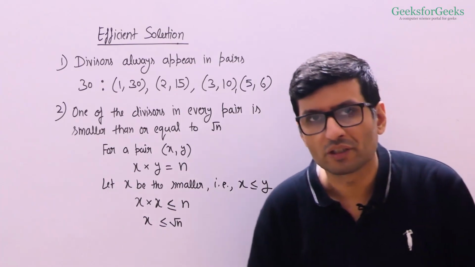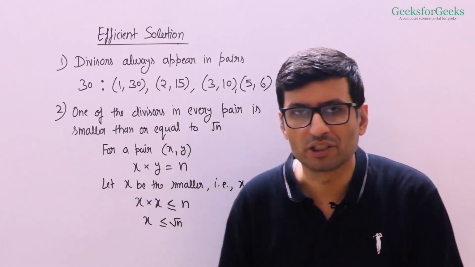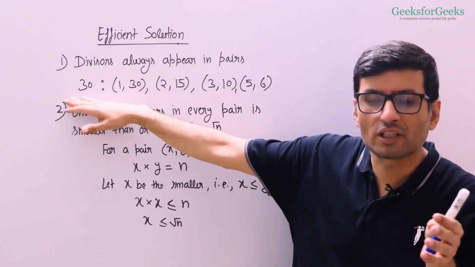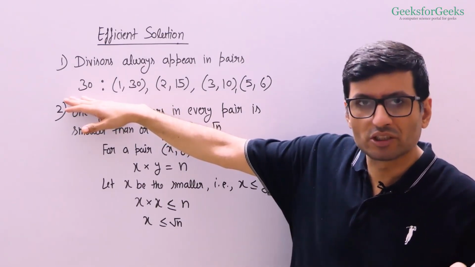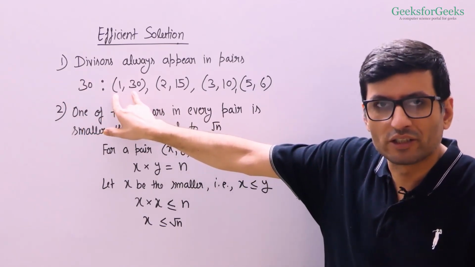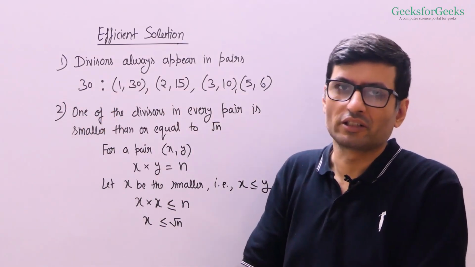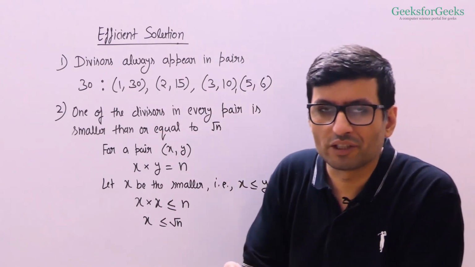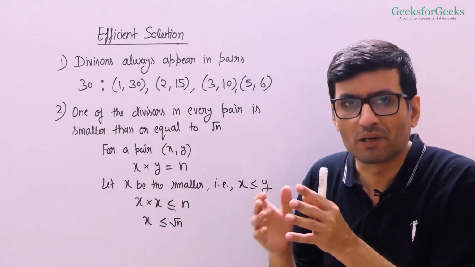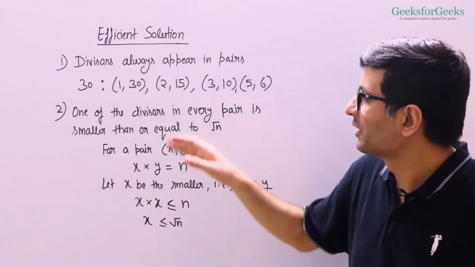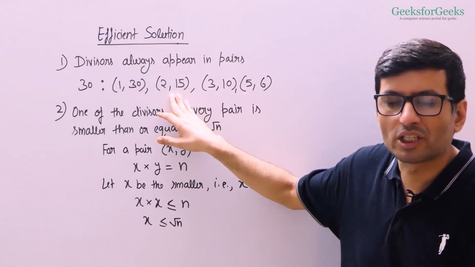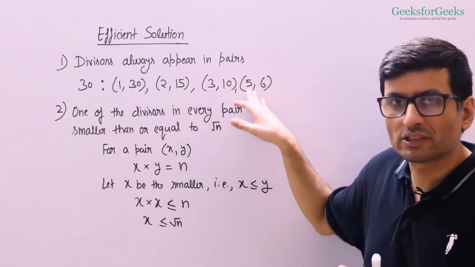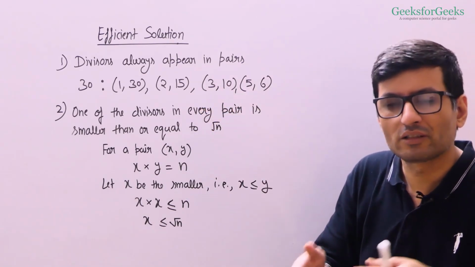The efficient solution that we are going to talk about is based on these two facts. The first fact is divisors of a number always appear in pairs. For example, if you see 30, the two divisors 1 and 30 multiply together and make 30, right? And they form a pair. So every pair of divisors is formed in this way, that the two numbers in the pair multiply together to form the number 30. So 2 and 15 is a pair, they together make 30. 3 and 10, when you multiply 3 and 10, you get 30. 5 and 6, when you multiply 5 and 6, you get 30.